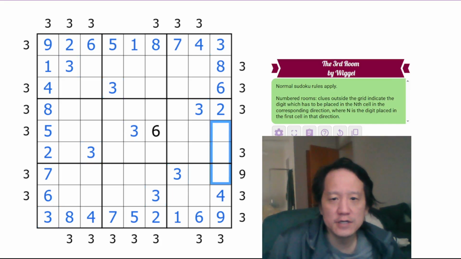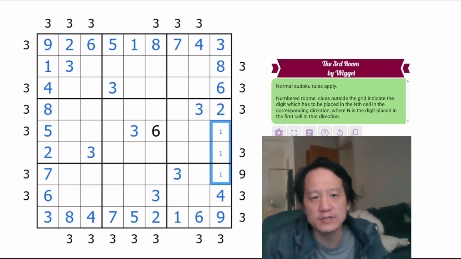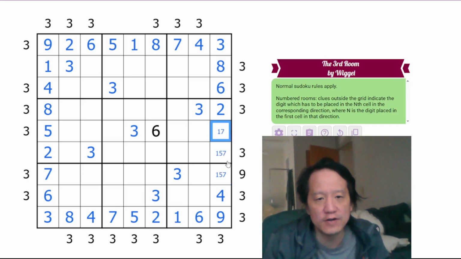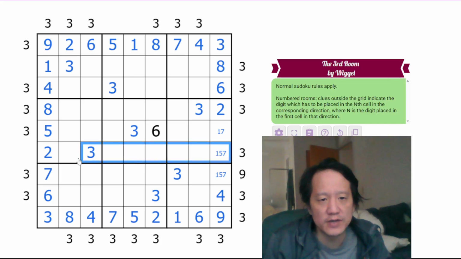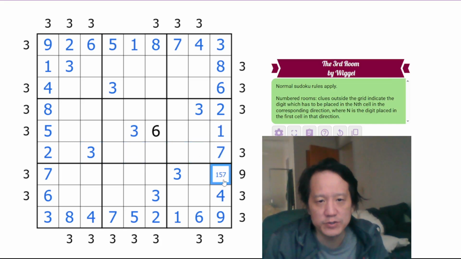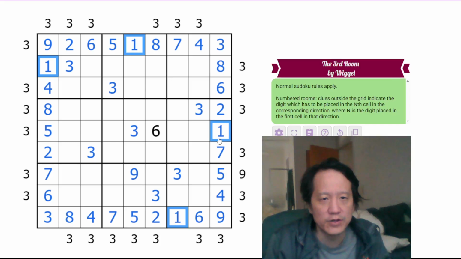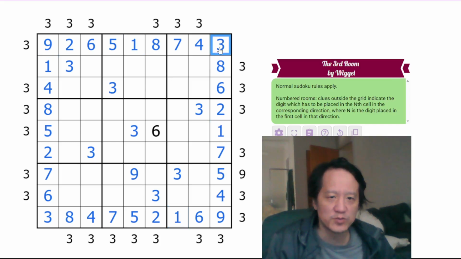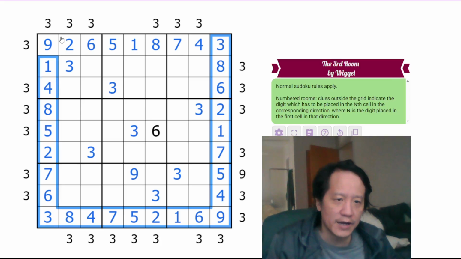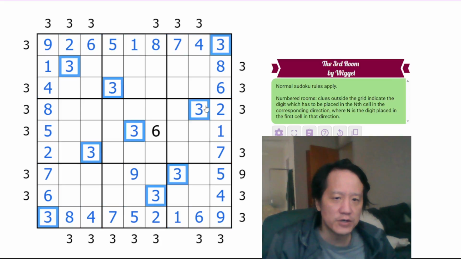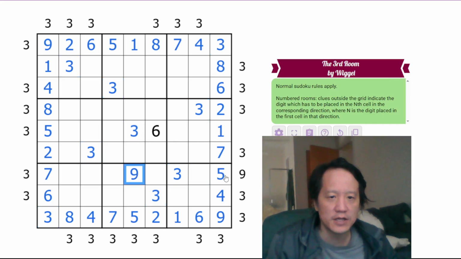Okay, remaining digits in column 9 are 1, 5, and 7. This cannot be 5. This 3 is 7 away, so this is 7, which makes this 1, which makes that 5. So that's saying that the 9 has to be 5 away. So this must be a 9 here. And that should be all the information we can get from numbered rooms, because we have filled in the entire border. And we've filled in all the 3's. We've filled in the only 9 that we have numbered rooms clue for. So that should be done.